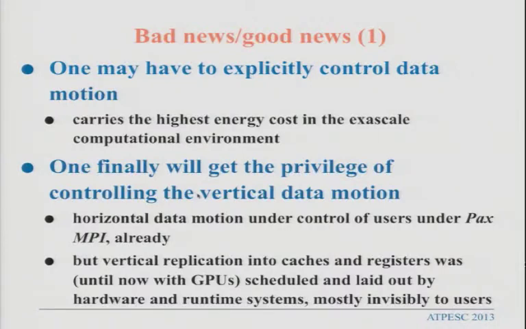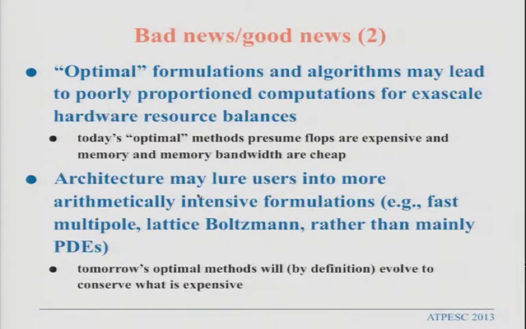Another pair of bad news, good news is that optimal formulations of today's algorithms may lead to poorly proportioned computations for exascale hardware, as we've heard about this morning. Because all these methods were invented at a time when flops were expensive and memory bandwidth was cheap, and often memory was even flat. And that hasn't been true for a long time, but performance has been node reliable, and that's really the main thing that will probably break.